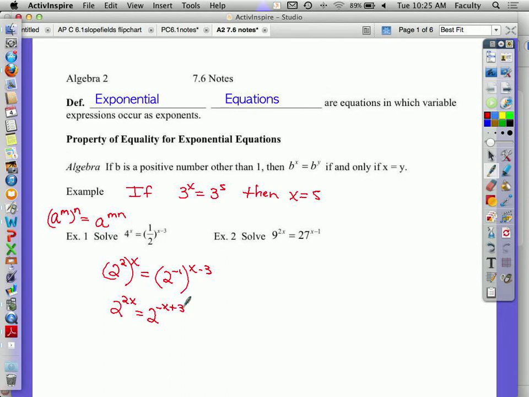Now I have the same base, so I'm going to set their exponents equal to each other. Adding x, I get 3x equals 3, so x is 1. All right, try example 2 on your own. I'm going to give you a head start on me.